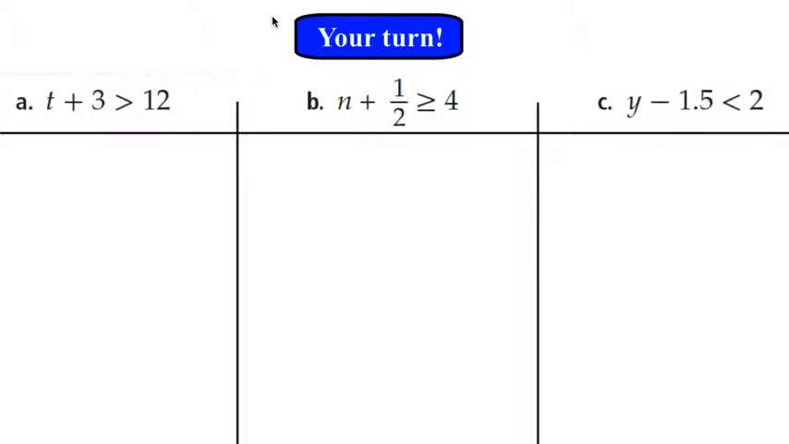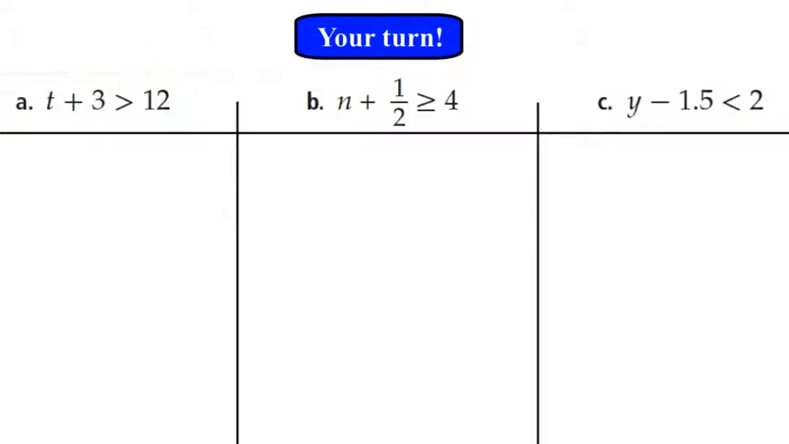Here are a couple for you to try. Go ahead and pause your video and work on these. I'll show you the answers when you come back. Alright, hope you had some success at those. Let's go ahead and take a look.